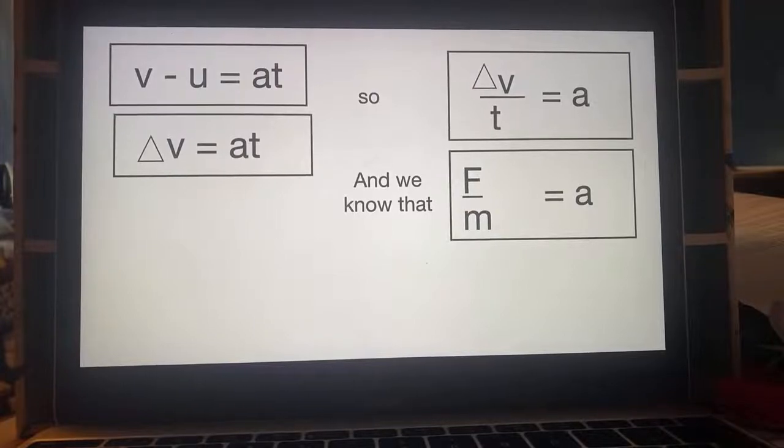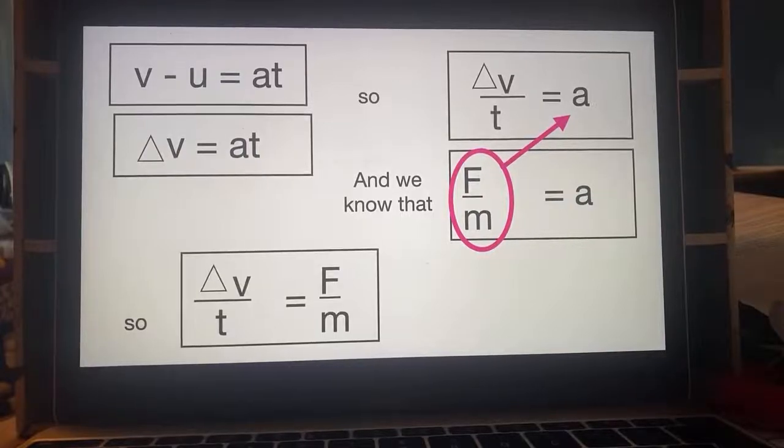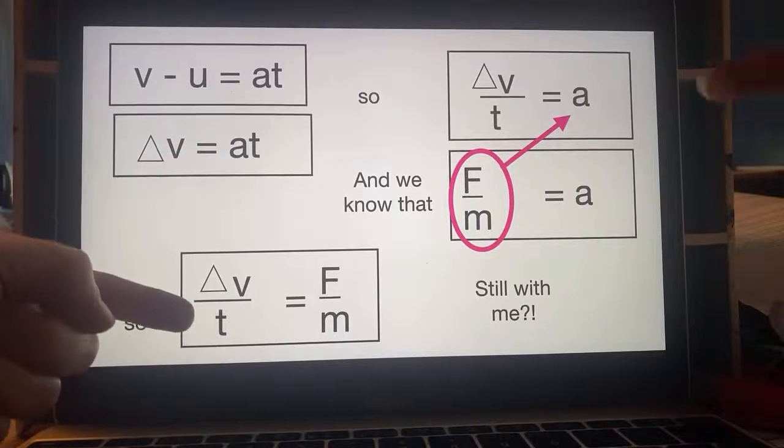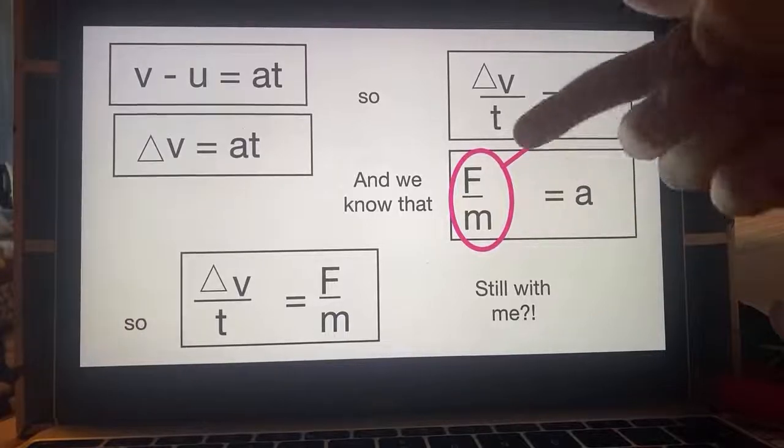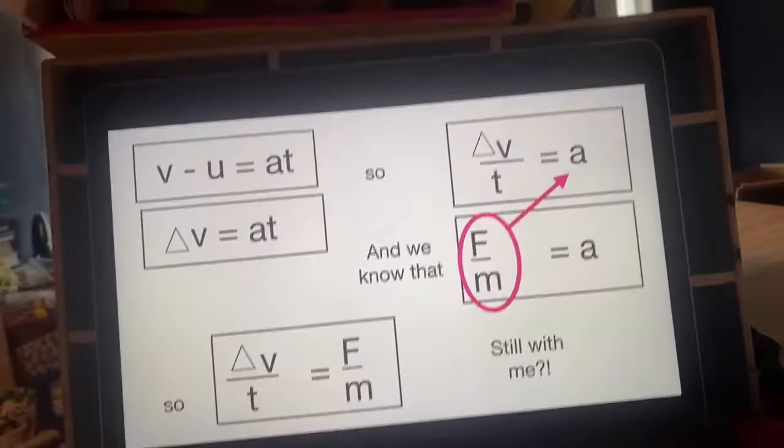Do you remember that easy little example with the sixes earlier? Look, we know that F divided by m equals a, and we know that change in velocity over t equals a. So let's just get rid of the a's and write change in velocity divided by time is the same as force divided by mass. Are you still with me?